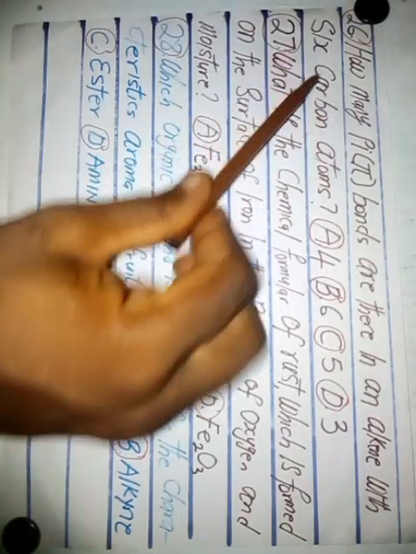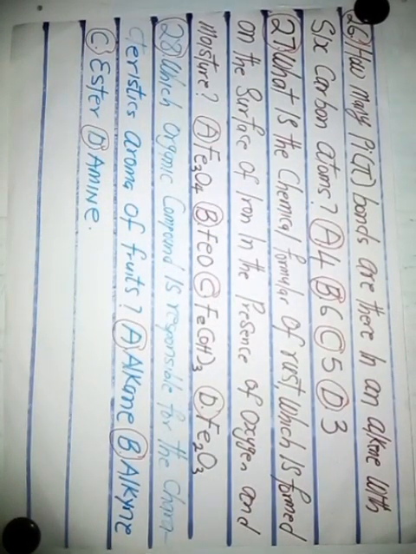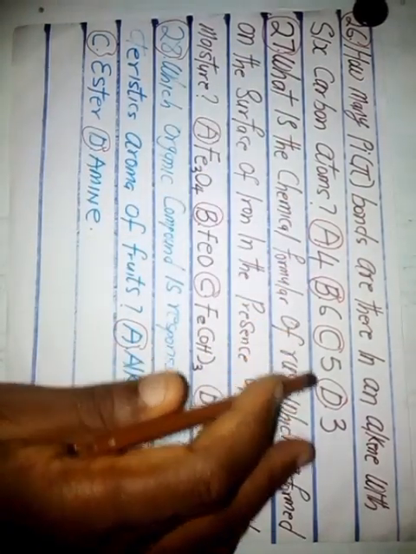How many pi bonds are there in an alkene with 6 carbon atoms? So this question can be a little bit confusing. When you say pi bond, an alkene has 1 double bond. An alkyne has 1 triple bond. So an alkene will be 1 sigma, 1 pi. An alkyne will be 1 sigma, 2 pi. But here they are saying how many pi bonds are there in an alkene with 6 carbon atoms.